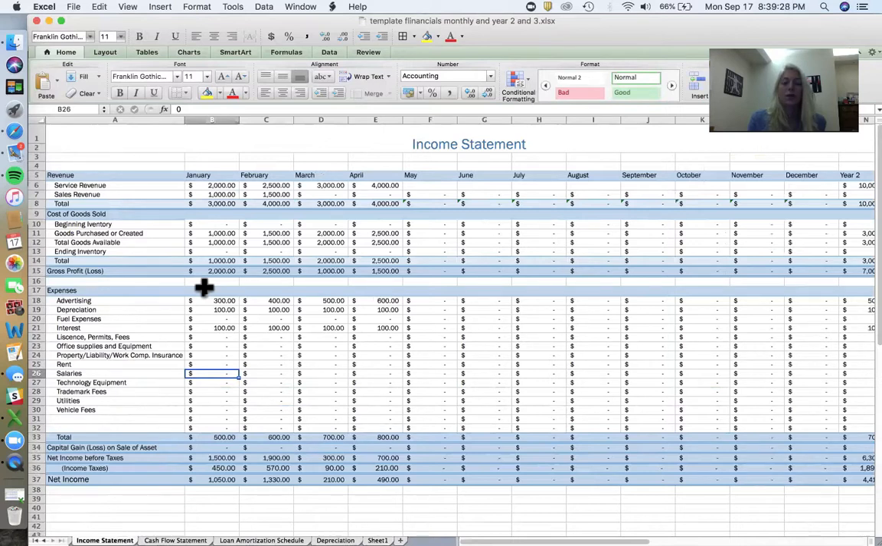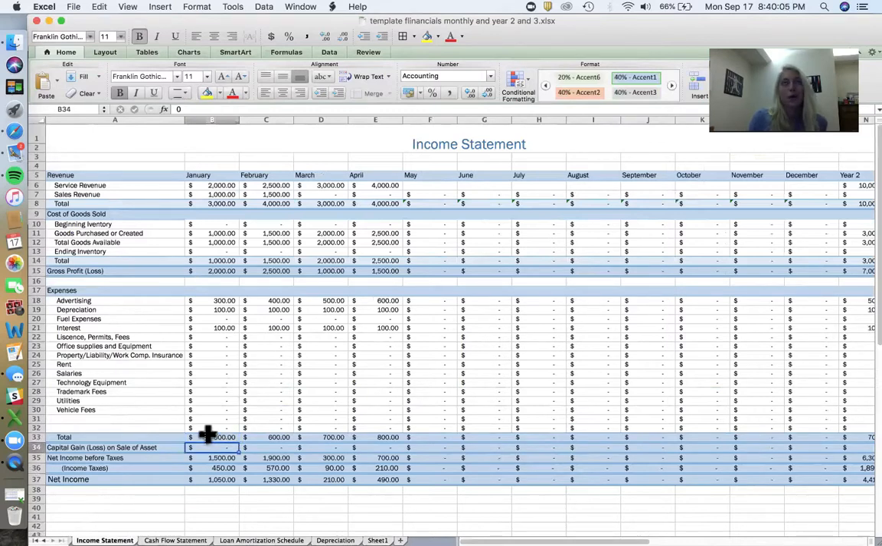Salaries. This is not hourly wages, go ahead and separate that out. These are salaries, so if you have an owner's salary, this is where that will be. Technology equipment, trademark fees, utilities, and vehicle fees. There's also spaces to add on because each of your businesses is unique, so you will have expenses that I didn't foresee and that everyone doesn't need to have for this template, okay? If one of these doesn't apply to you, just go ahead and leave it blank. No big deal. So all these expenses are totaled here.